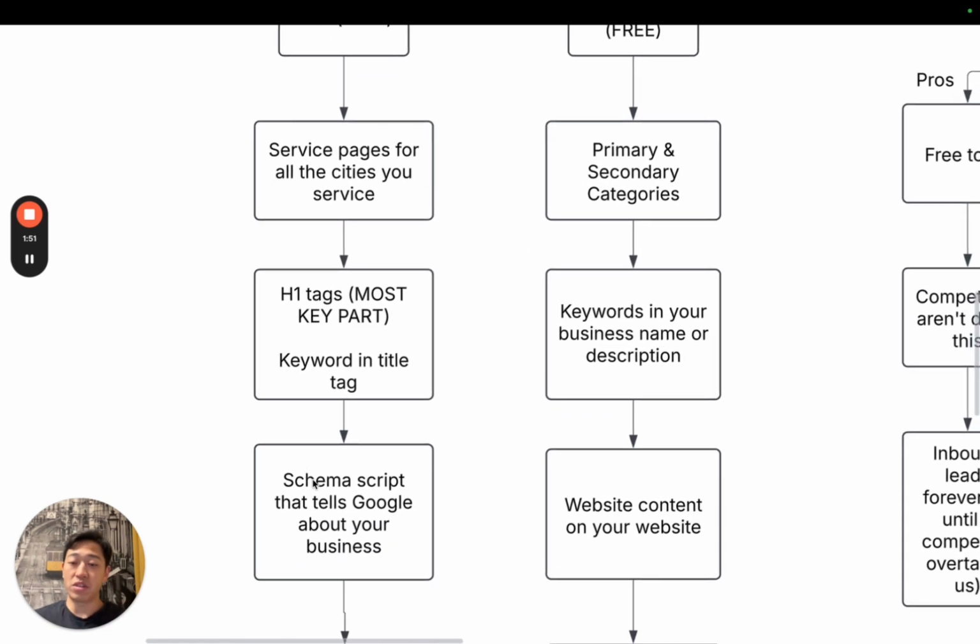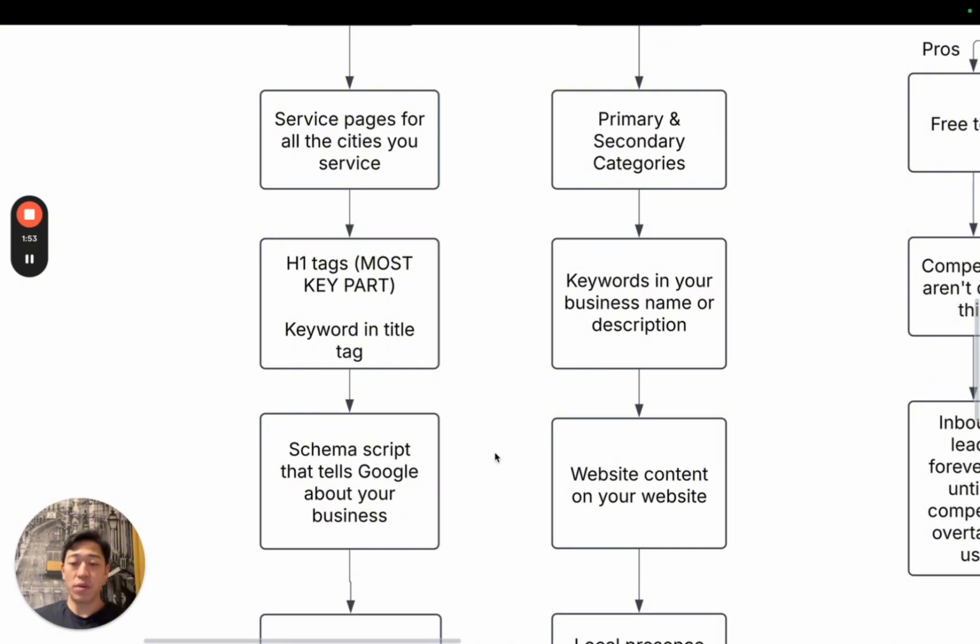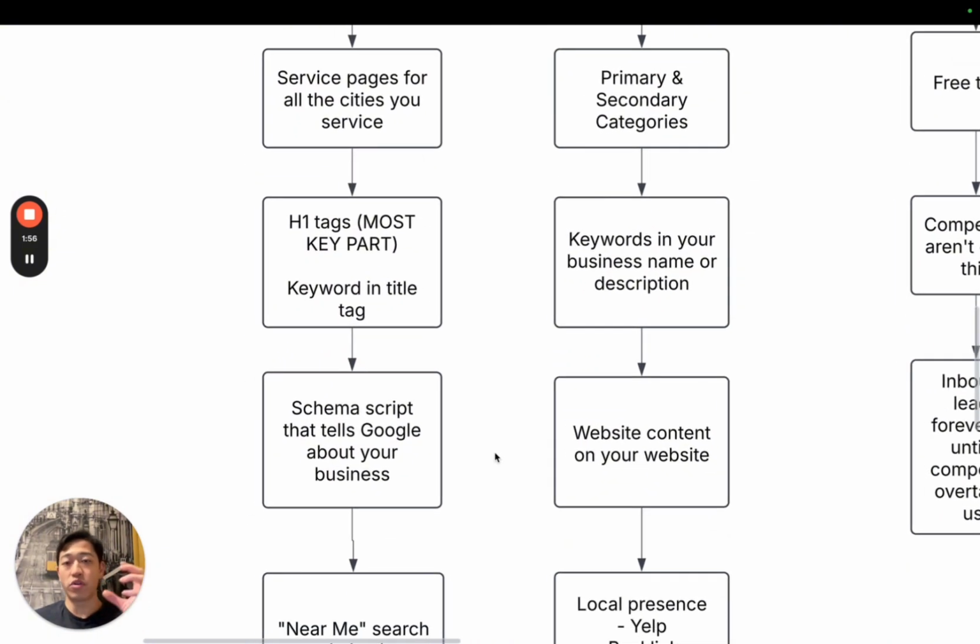On top of that, there's this thing with schema scripts that tells Google about your business. Whenever Google is crawling through all of the different pages, including your competitors' pages, it's looking at what is the best fit for the person searching for this keyword. So whenever a homeowner searches for a keyword, you need to have a schema script that shows what service you offer, the price point, the different reviews you have, the hours your business is active, and also the cities that you service.